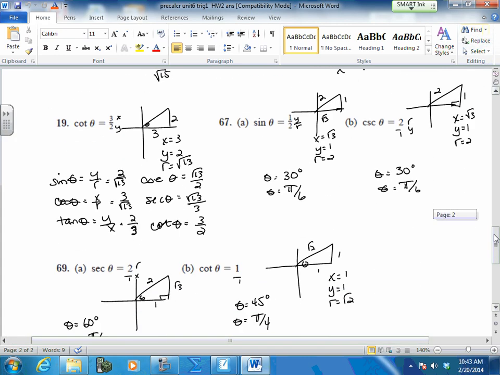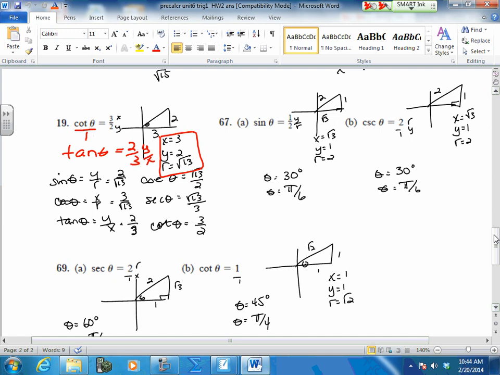All right, moving on. Cotangent. If you prefer to do tangent, flip this over. 1 over cotangent is tangent. Flip this over. Y over x. It'll work out the same. If you prefer to use your basic 3, use your reciprocals. It works nicely. Find your x, y, and r.